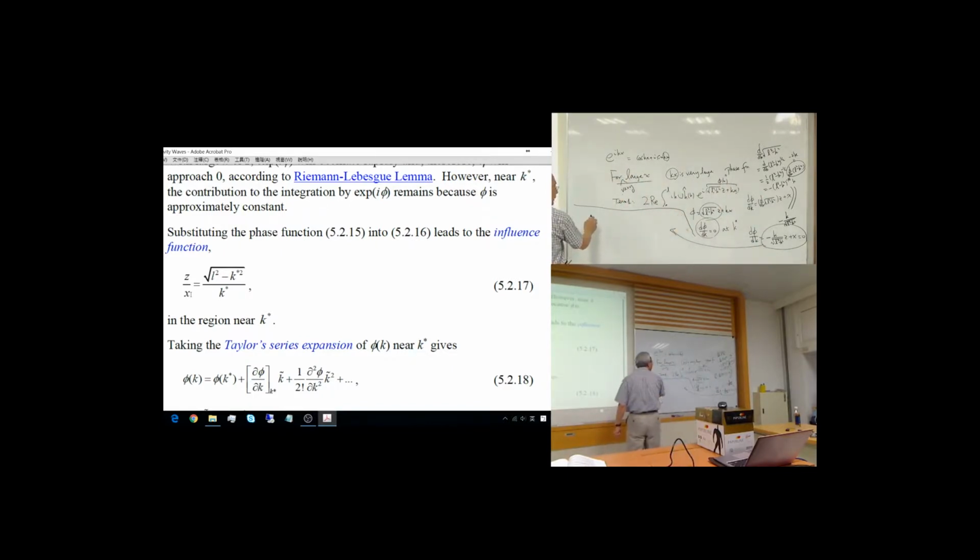Okay, so that means we have G equals the square root of L squared minus K squared, divided by K times X. And then we call this K star. At that place, we call that K, K star.